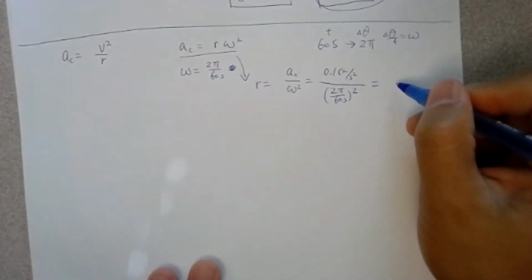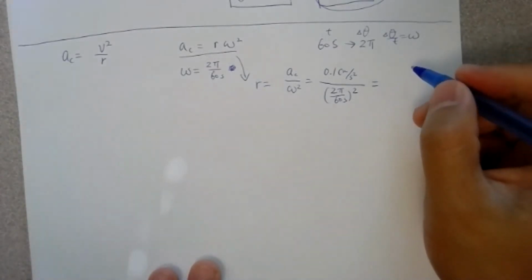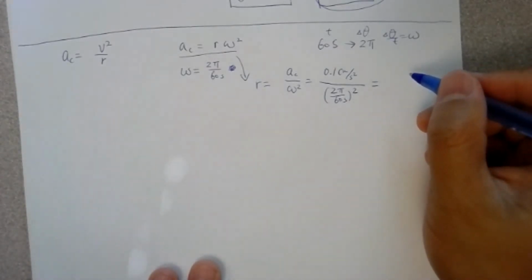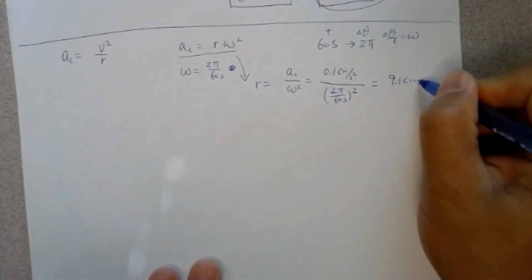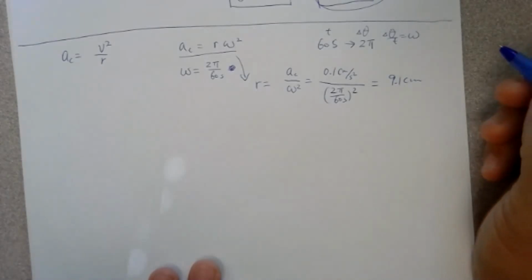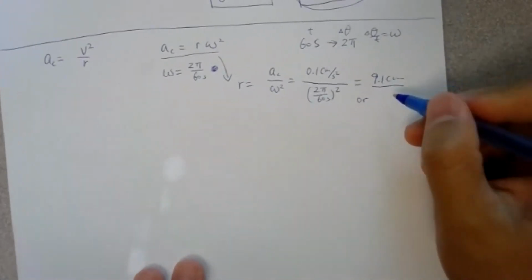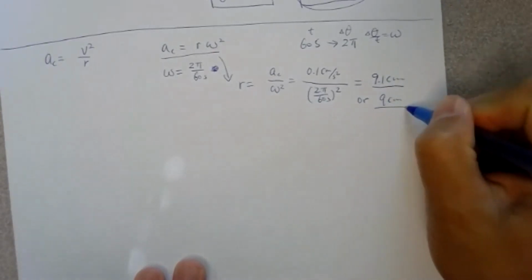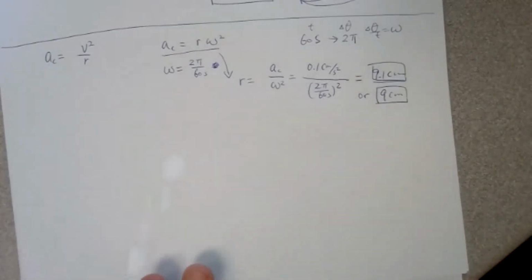So if you plug everything into your calculator, it's going to give you 9.1 centimeters. That's your final answer, or if you want to keep just one sig fig, it's 9 centimeters, because the problem gives you one sig fig as the known, so you can do it that way.